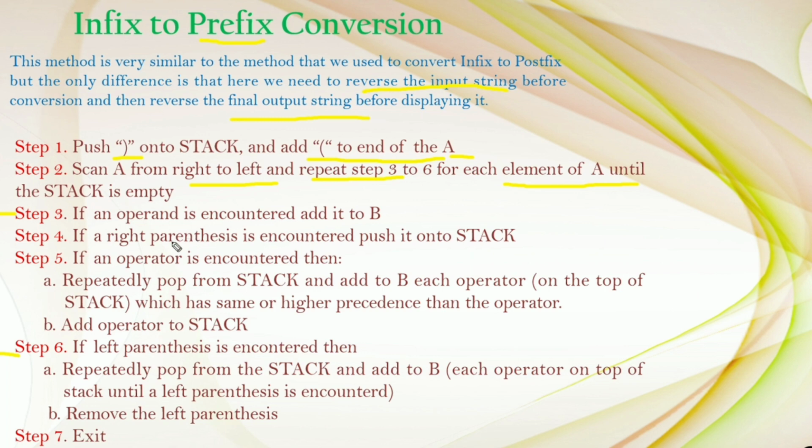If an operand is encountered, add it to B. B is the stack output. If the right parenthesis is encountered, then push it onto the stack because we are reading from right to left. So we first find the right parenthesis. It is pushed onto the stack.